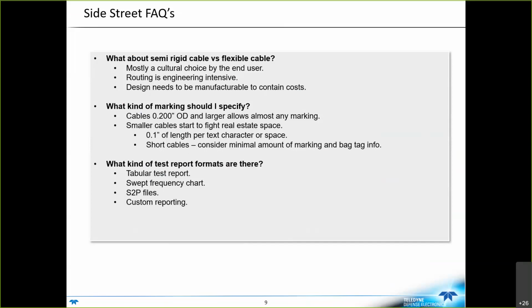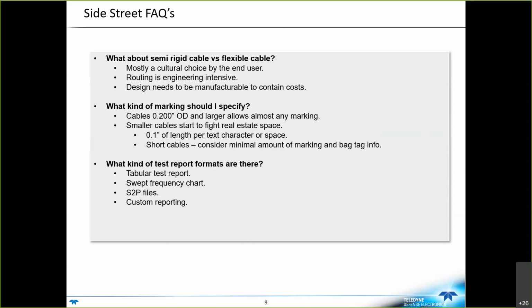When you're getting down real small, it's difficult to mark all that information on there. A good rule of thumb to think about up front is to use about 100 thousandths of length per text character or space. So if you've got a print on a small cable about 10 characters in a row, you're going to need about a 1-inch long marker.